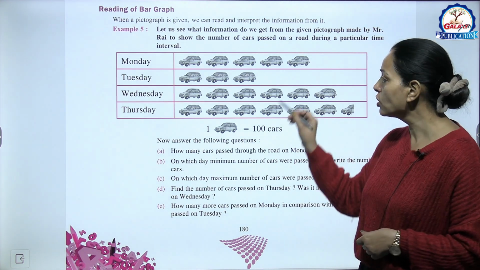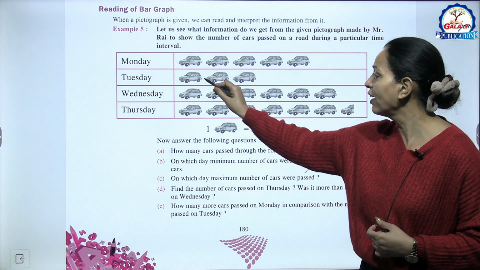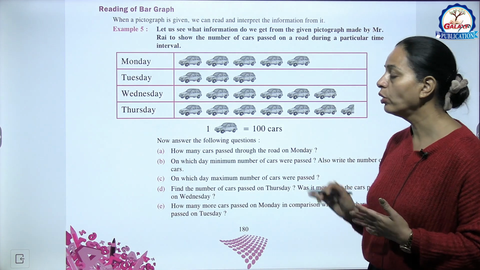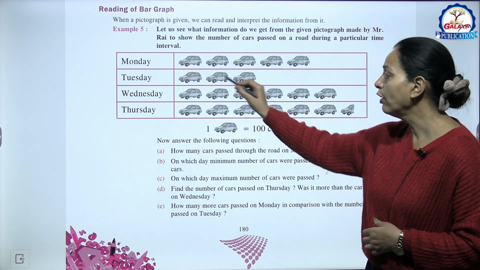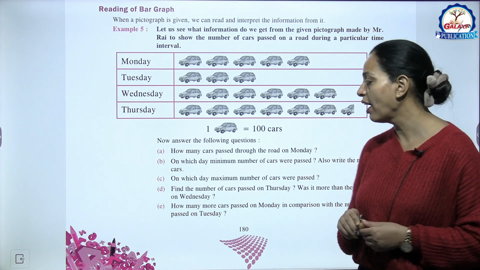So on which day do the fewest cars pass? So you can see here, these are the fewer symbols. So on Tuesday, and how many? 300. 3 symbols, it means 300.